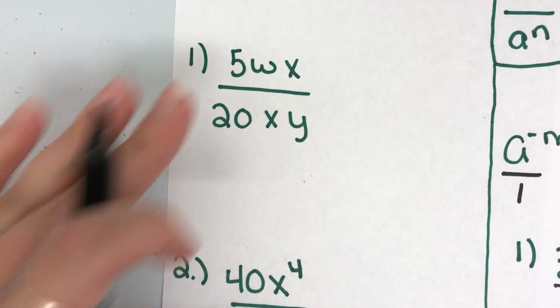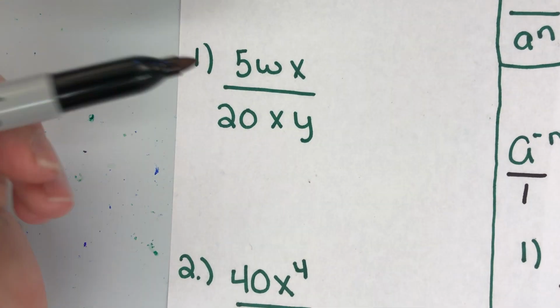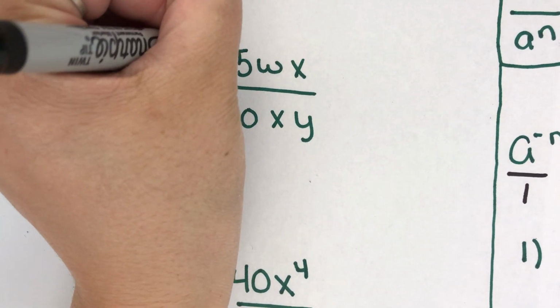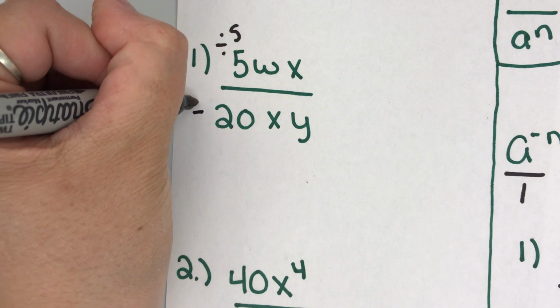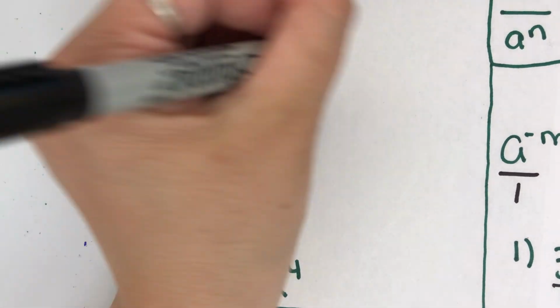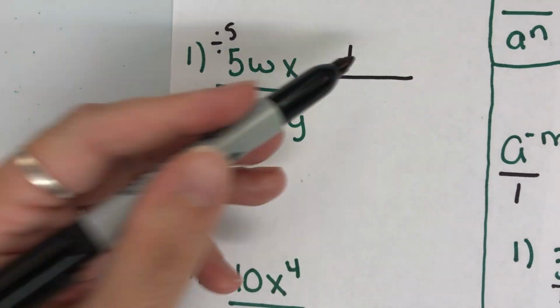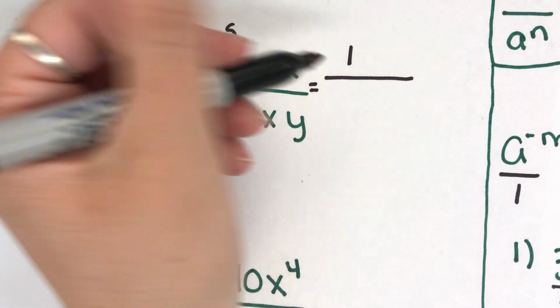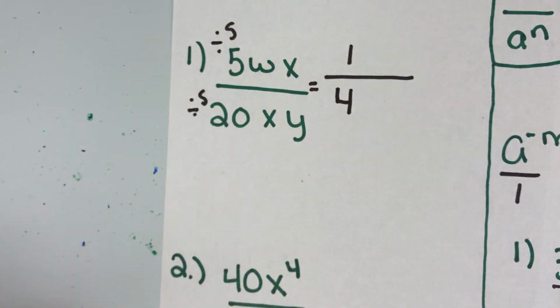I'm going to start over here with number 1. 5 over 20. I can reduce because I know that both 5 and 20 are divisible by 5. 5 goes into itself once. I don't really need to write the 1, but I'm going to write it just to show you for this video. And 20 and 5 goes into 20 4 times, just like that.